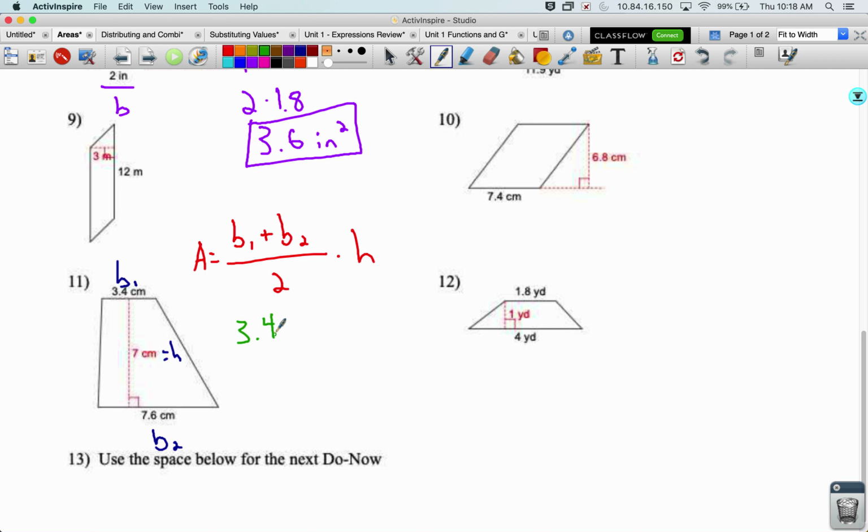Now we know how to plug numbers in for variables. This is just our substitution principle. I replace the b1 with a 3.4. I replace the b2 with a 7.6. Going to add those together, divide by 2, and then multiply by our height of 7. 3.4 plus 7.6. Press enter first, then divide by 2, then multiply by 7. And I get 38.5, and I just need my units. 38.5 centimeters squared. It's an area.